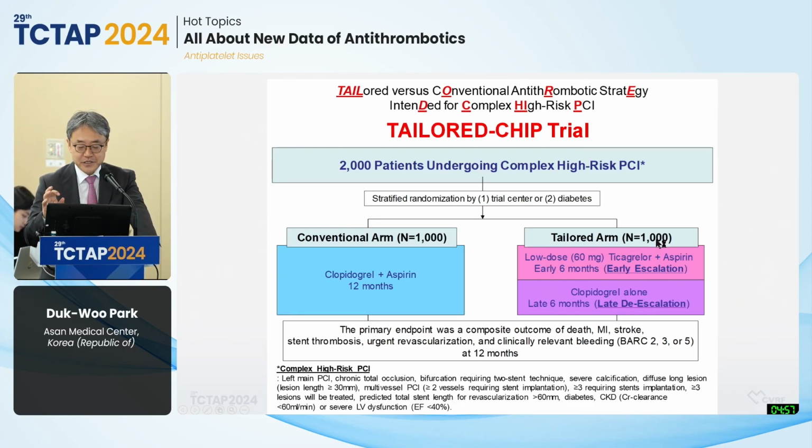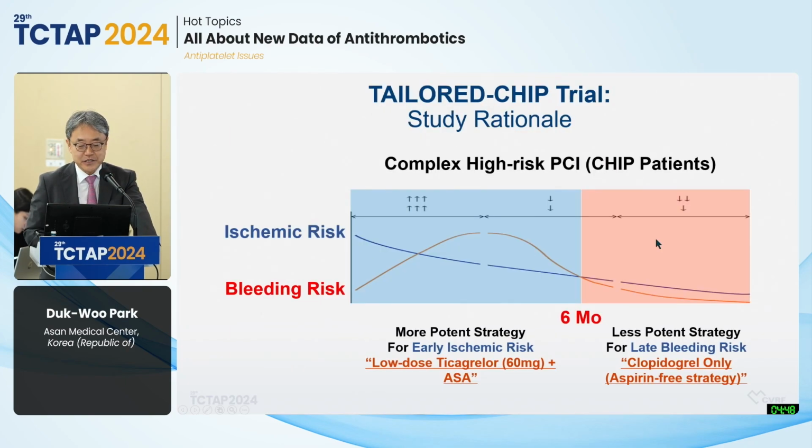In the early part, 6 months, we use ticagrelor 60 milligram plus aspirin, the early escalation, and in the late part clopidogrel alone, the late de-escalation. So this is the trial rationale. After the CHIP procedure, the early part requires a more potent strategy for early ischemic risk, so we select ticagrelor 60 milligram plus aspirin. In the later part, to reduce bleeding events, a less potent, clopidogrel-only, aspirin-free strategy for late bleeding risk.